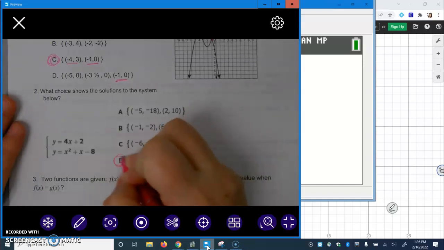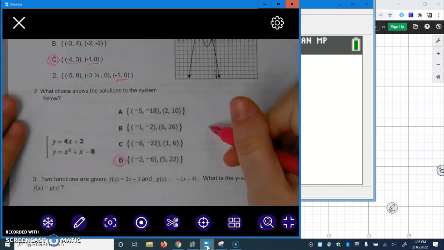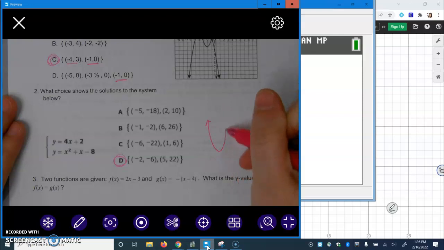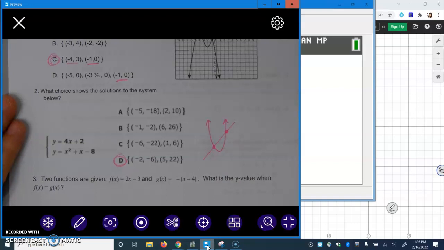And so that's this choice. And again, it's because I can see that that's where the line intersected the parabola. That's where the blue and the red crossed each other.